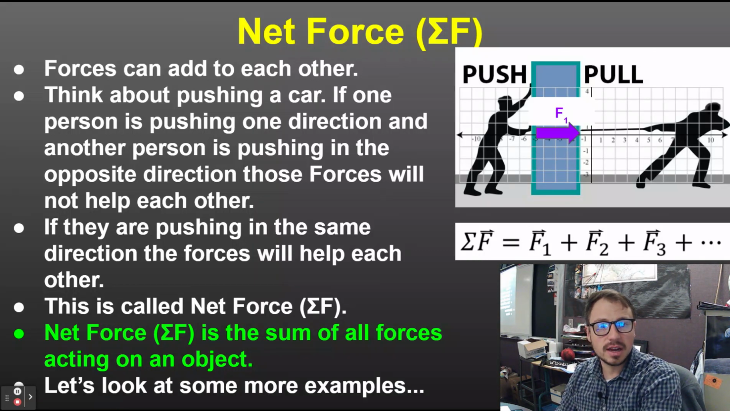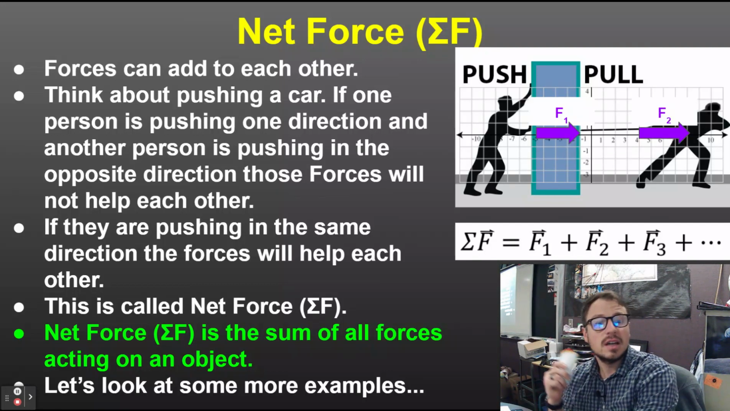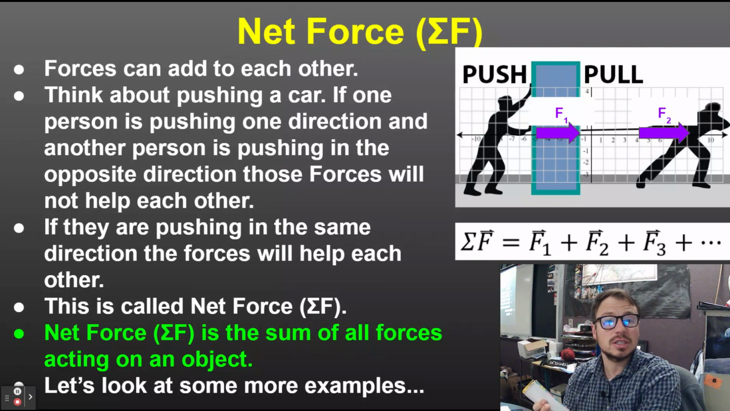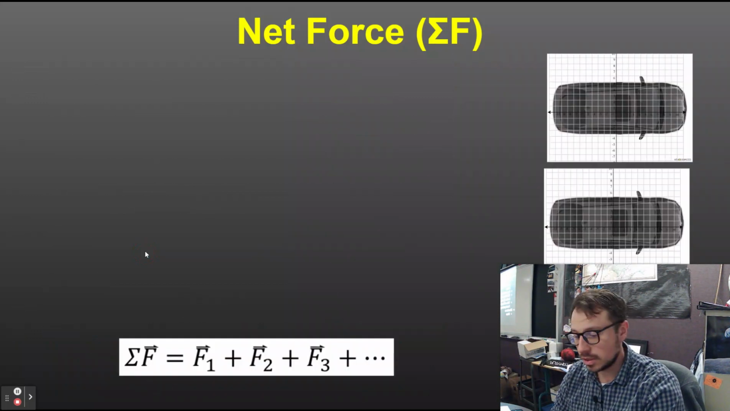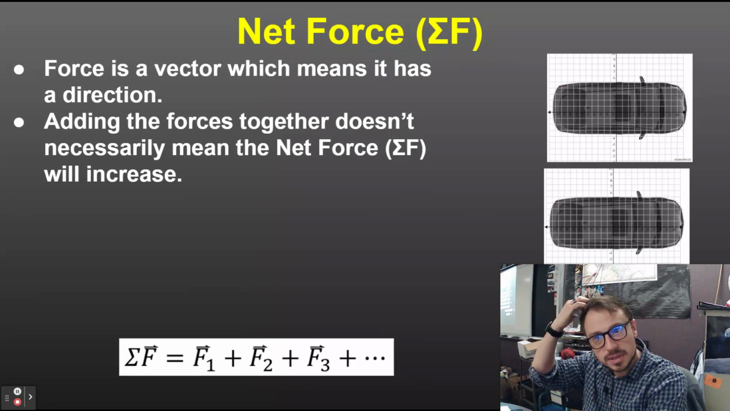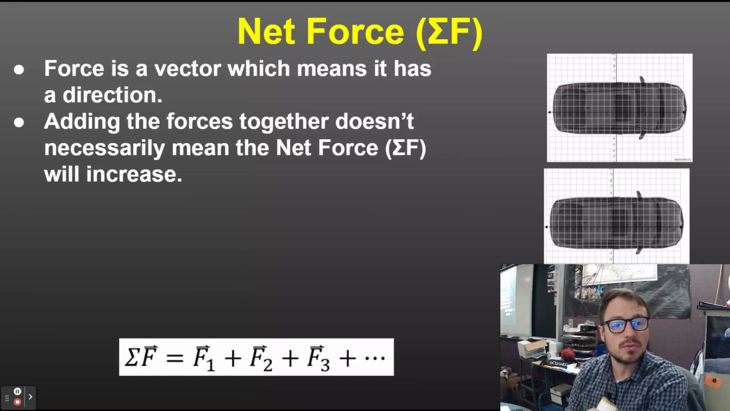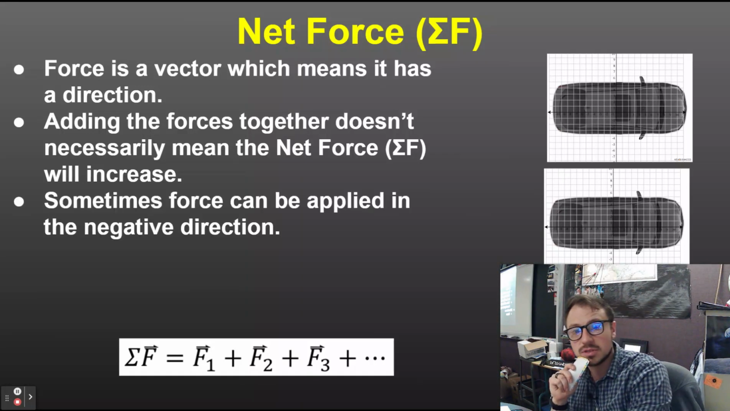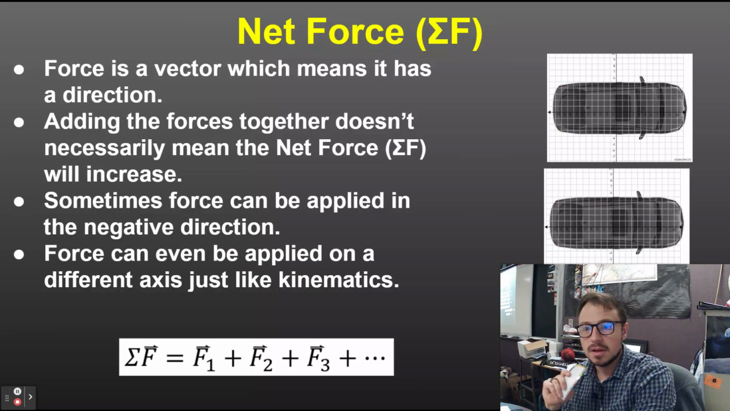So you can see here that I've got this person pushing an object, this person pulling an object. If they're pushing and pulling in the same direction, those forces are going to add, and we're going to get a net force. So this is an example, right? Force is a vector, which means it has a direction. Adding the forces together doesn't necessarily mean that net force will increase. Sometimes the force can be applied in the negative direction or the opposite direction.